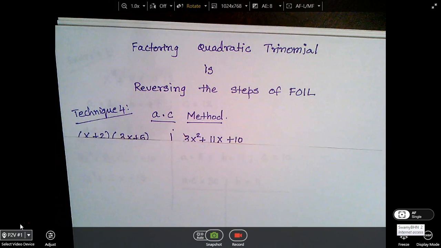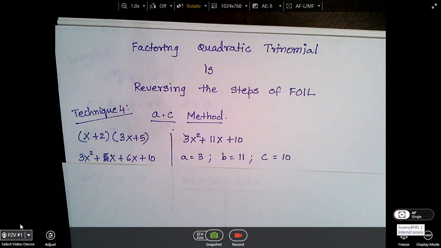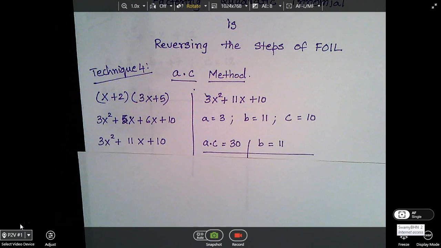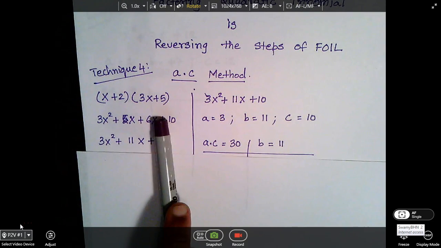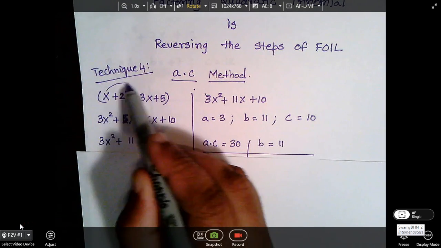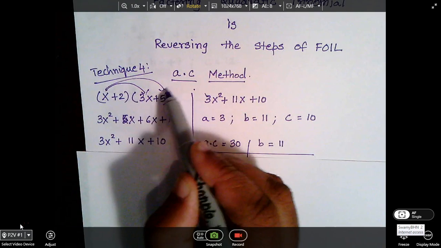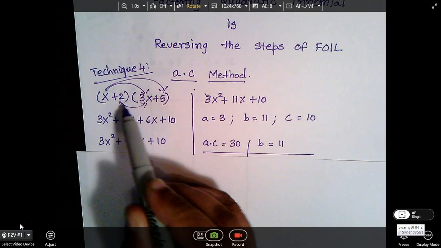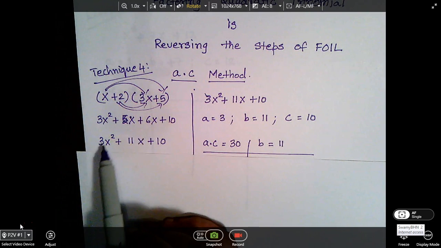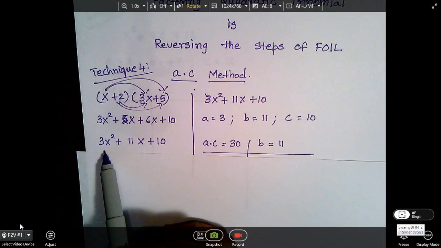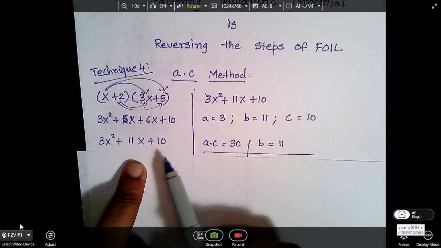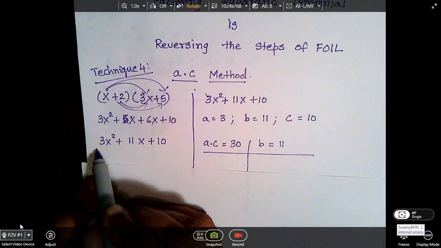So let's take a look at what do I mean by reversing the steps of FOIL. Let's take a look at the same example that we had in the last page. I have x plus 2 times 3x plus 5. I got this step after I did the FOIL. X times 3x, x times 5, 2 times 3x, and 2 times 5. I have all the terms I got after multiplying that. Then I combine the like terms. I get 3x squared plus 11x plus 10. All right, so this is the problem that we did earlier. So I'm saying that this is my product now, which is a quadratic trinomial.